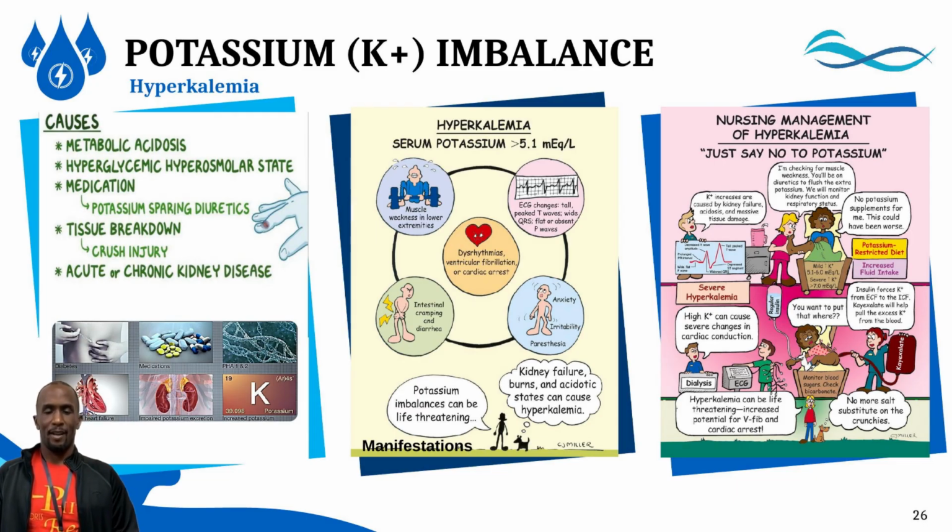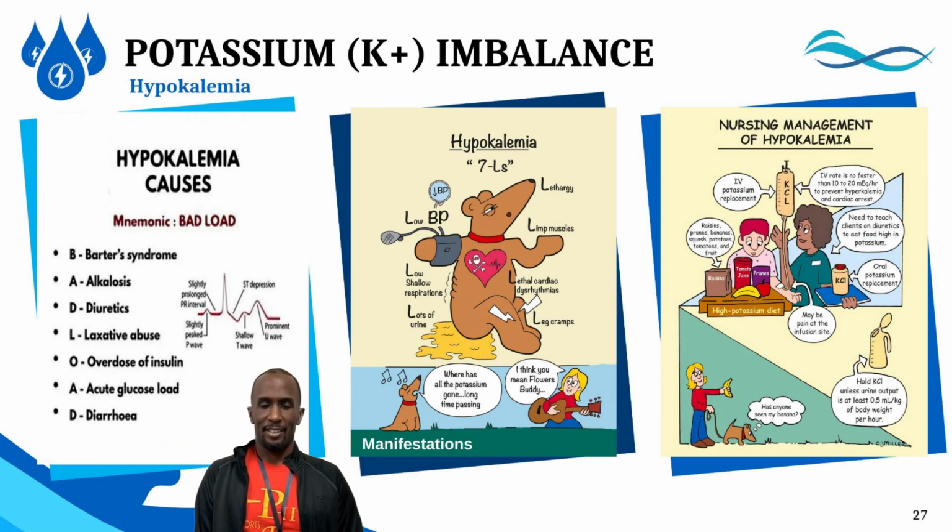Severe cases may cause life-threatening conditions like ventricular fibrillation. Monitoring and managing potassium levels are crucial to prevent these manifestations and ensure proper muscle and heart function. Hypokalemia, a condition of low potassium levels, can lead to muscle weakness, cramps, and arrhythmias. It often results from diuretics, diarrhea, or inadequate intake.